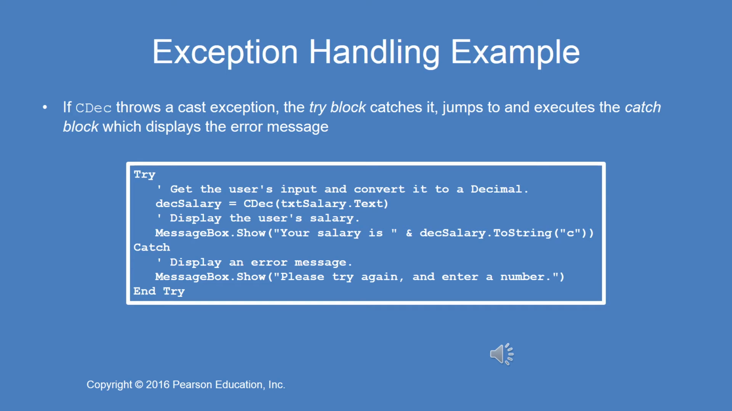And if that happens, then the code in the catch block in between catch and end try is executed. So when CDEC throws a cast exception, the try block catches it, jumps to and then executes the catch block, which displays an error message to the user: try again and enter a number.